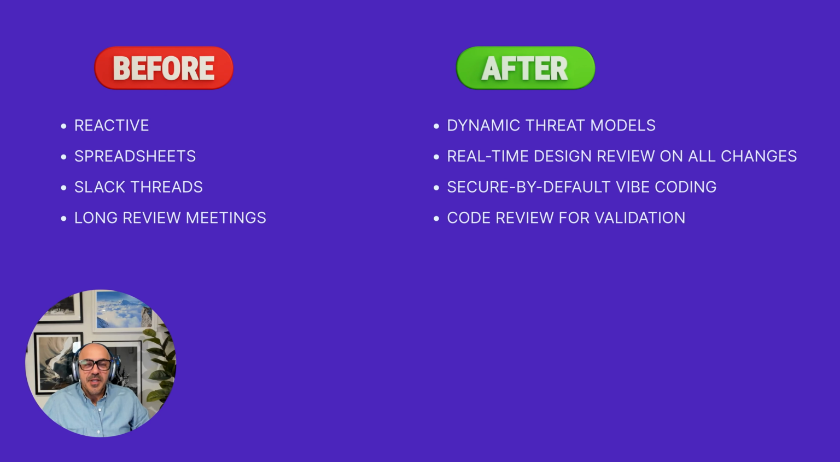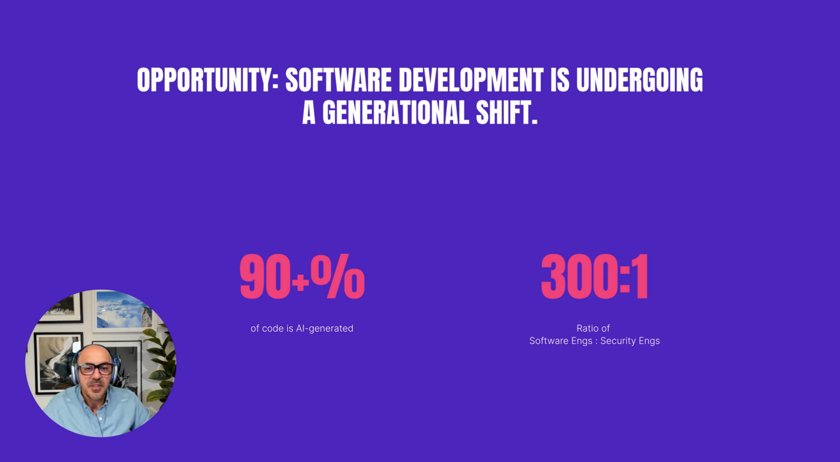DevArmor is transforming AppSec from a reactive, spreadsheet-based function to a proactive, dynamic risk management system. And there's never been a better time to do this. With the software stack undergoing a generational shift, more than 90% of code being auto-generated by AI, and security teams still being outnumbered 300 to 1, scaling AppSec with manual reviews and threat modeling is no longer an option. The only way to scale secure by design is through automation.